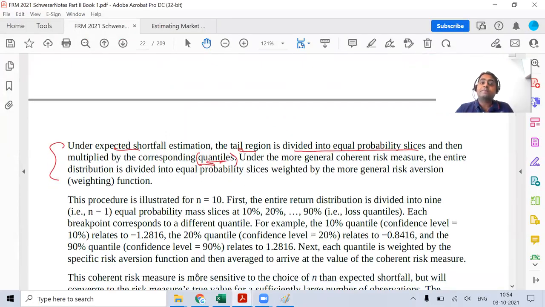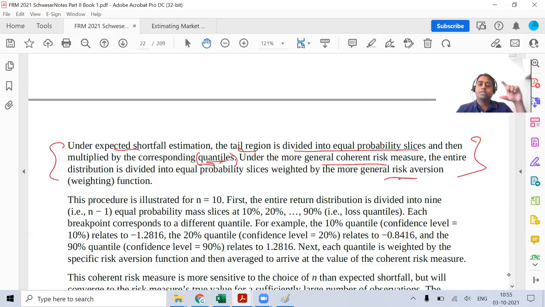Under expected shortfall, the quantiles which are in the tail will get equal weightage. But when we talk about the more general coherent risk measure, everybody should get weightage as per the risk aversion function, which primarily means the highest loss should be given more weightage as compared to the lowest loss. Read this paragraph. All good?